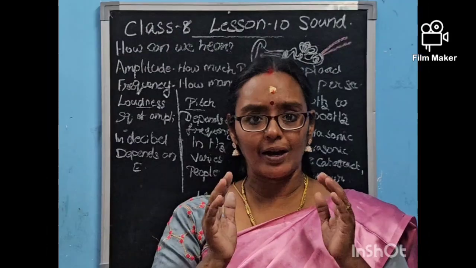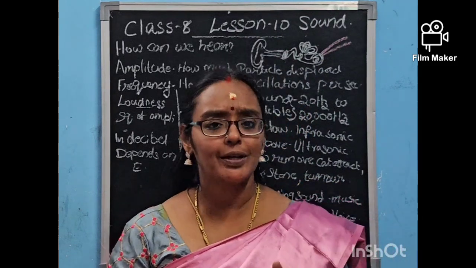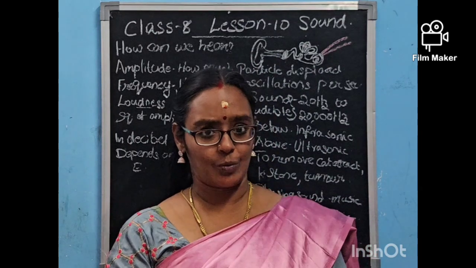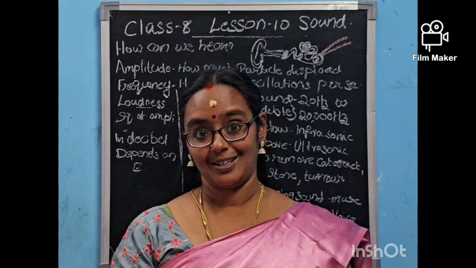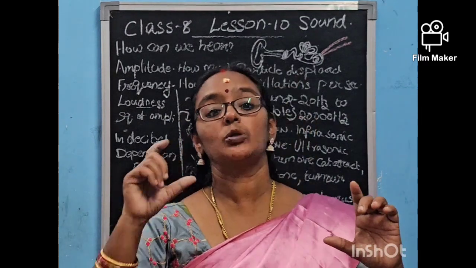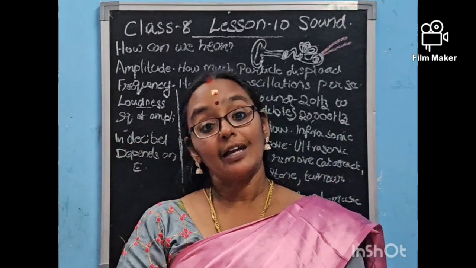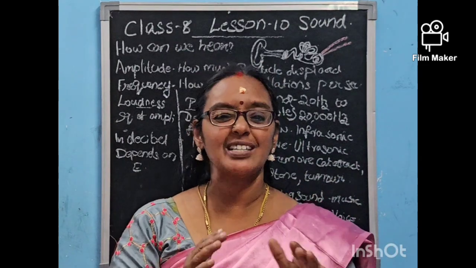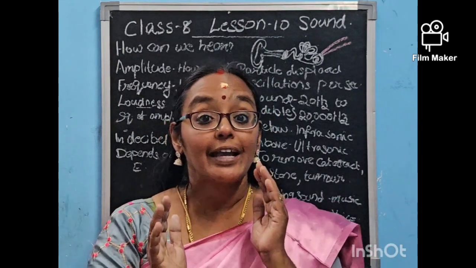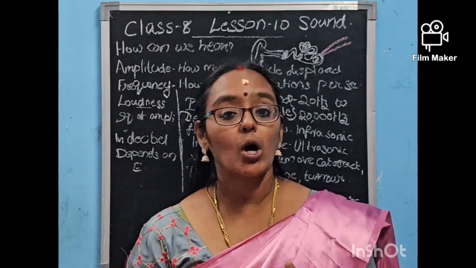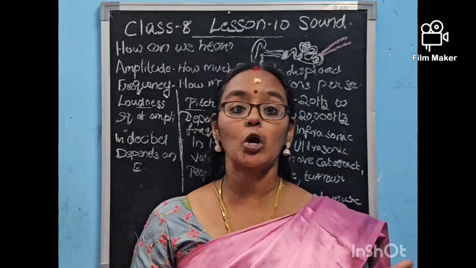Now we are going to see about audible and inaudible sounds. Humans are able to hear sound when the frequency of the sound ranges between 20 Hz and 20 kHz. Between 20 Hz and 20 kHz, humans are able to hear the sound. But if the sound is below 20 Hz, we are not able to hear it. It is called infrasonic sound. Dogs and whales communicate by infrasonic sounds, but we are not able to hear.